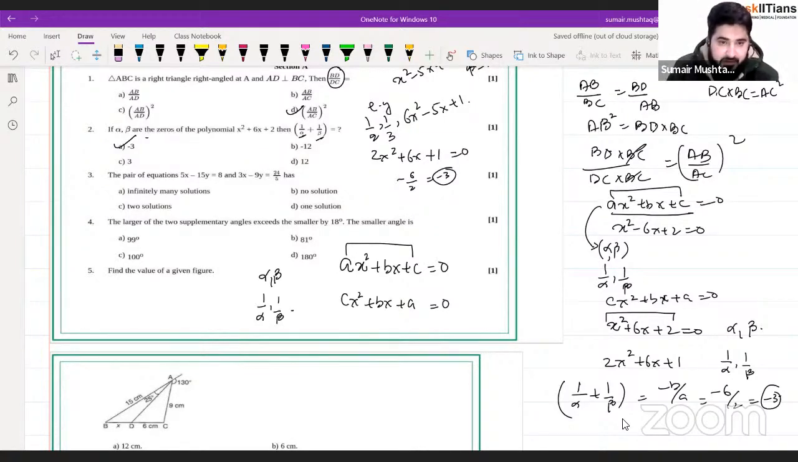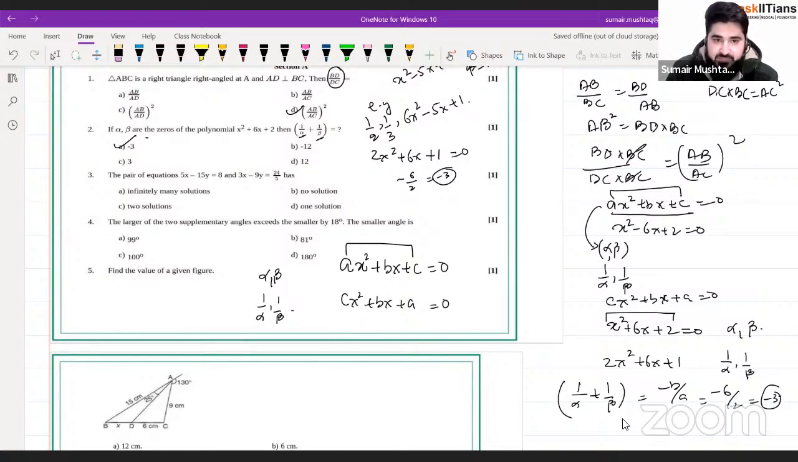Okay. Simple. The pair of equations has infinitely many solutions. What you will do? A1 by A2 is equal to B1 by B2 is equal to C1 by C2. So you can see A1 by A2 is equal to B1 by B2 is equal to C1 by C2. That can be easily seen, isn't it?